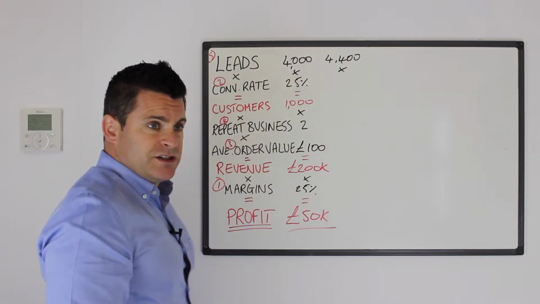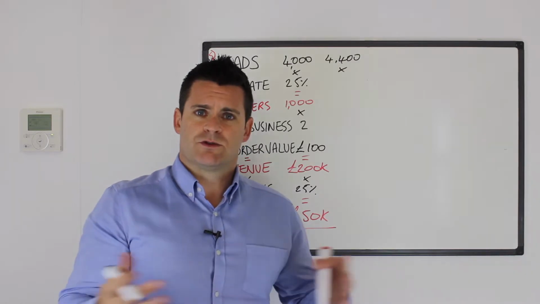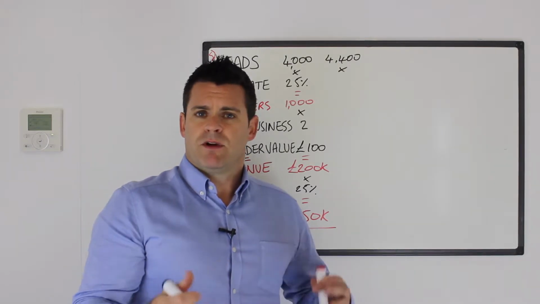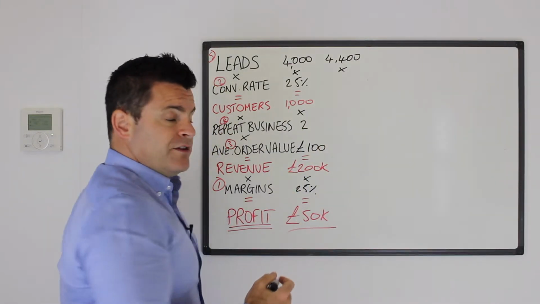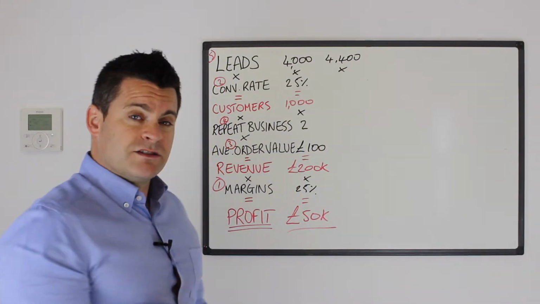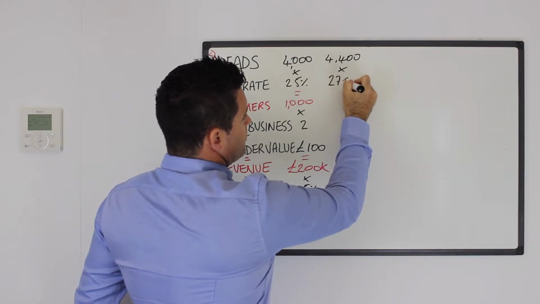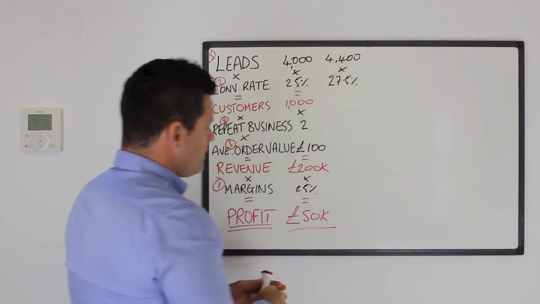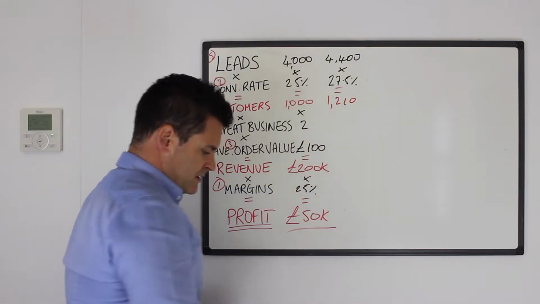So conversion rate strategies, if you don't have a guarantee for your business or USPs, or your sales team aren't trained, then applying a few of those strategies could in itself give you an extra 10%. So 25%, adding 10% on there doesn't go up a great deal, just to 27.5%. But what you'll see is that then gives you an extra 210 customers a year.